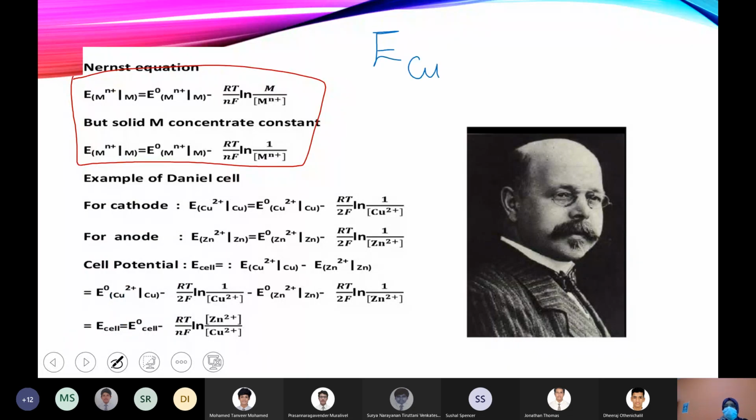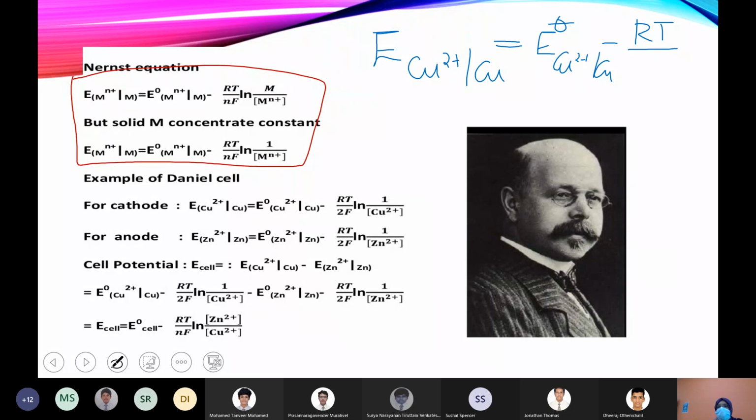If you want to find the value of copper under non-standard condition, then it is equal to the constant E0 of copper minus RT. Usually we take it as room temperature, but whatever the temperature, you have to use it. Here, what will be the N value for copper? N is the number of electrons getting transferred during oxidation or reduction. For Cu and Cu2 plus, what is the change in number of electrons? 2 electrons, right? Cu2 plus takes 2 electrons, forming Cu.